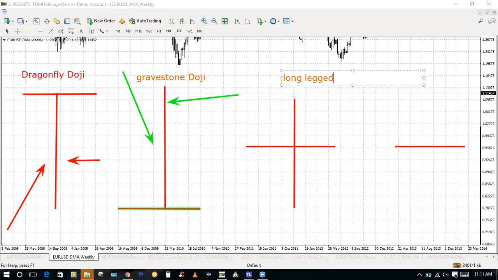This is what it looks like. It's a long-legged doji. Along the doji, you see how in a dragonfly doji and a gravestone doji, an exception may be given to the buyers or the sellers, depending on the candle being a gravestone or dragonfly. With a long-legged doji, you have to wait for the following candle to serve as confirmation.